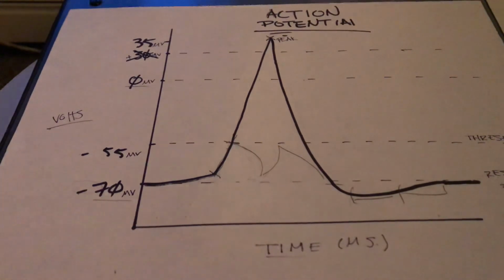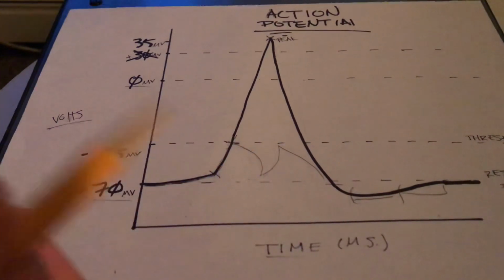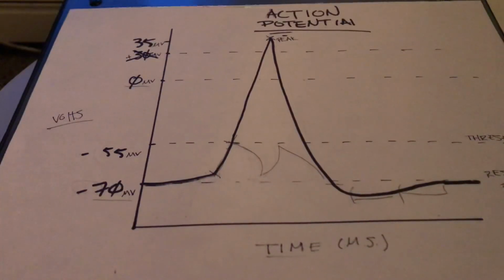So again, that was just really quickly local and action potentials, and then there's just the resting potential. Again, that difference in ion charges. So it was really quick.